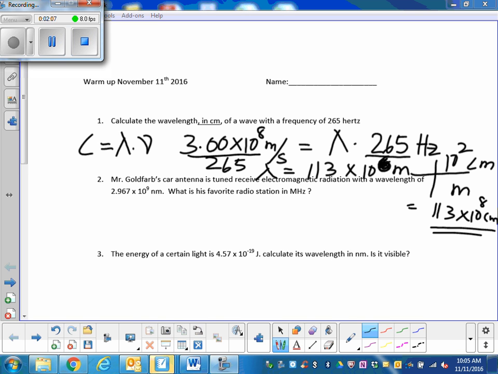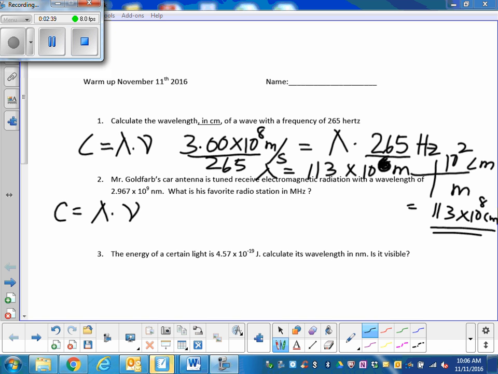Well, do you want me to do the problem? I can do it. Divided by 265. So 113, 1, 2, 3, 4, 5, 6. That's correct. That's the correct answer in centimeters. Any questions?